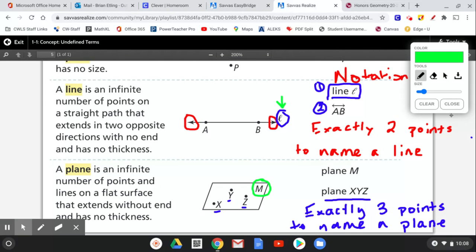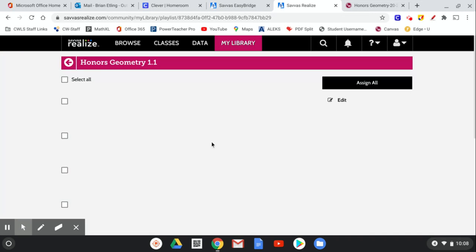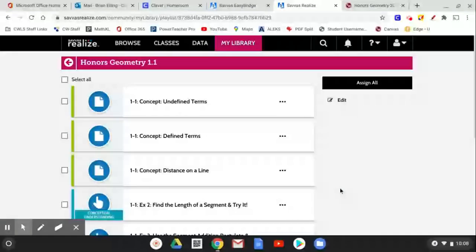So guys, that is all I have for this part. I'm going to go back, and if you need to see that for a little bit longer, just pause the video. The next thing, we got to go to some defined terms right here.